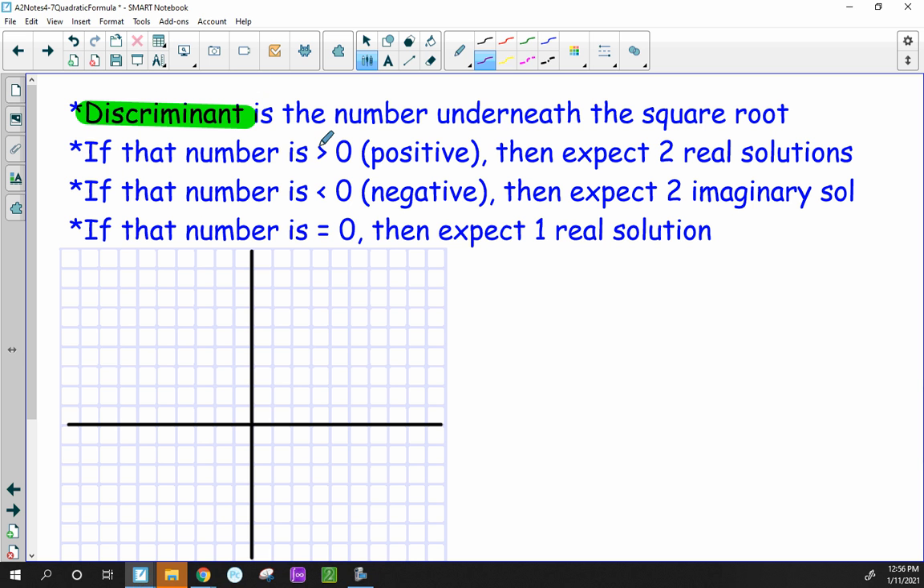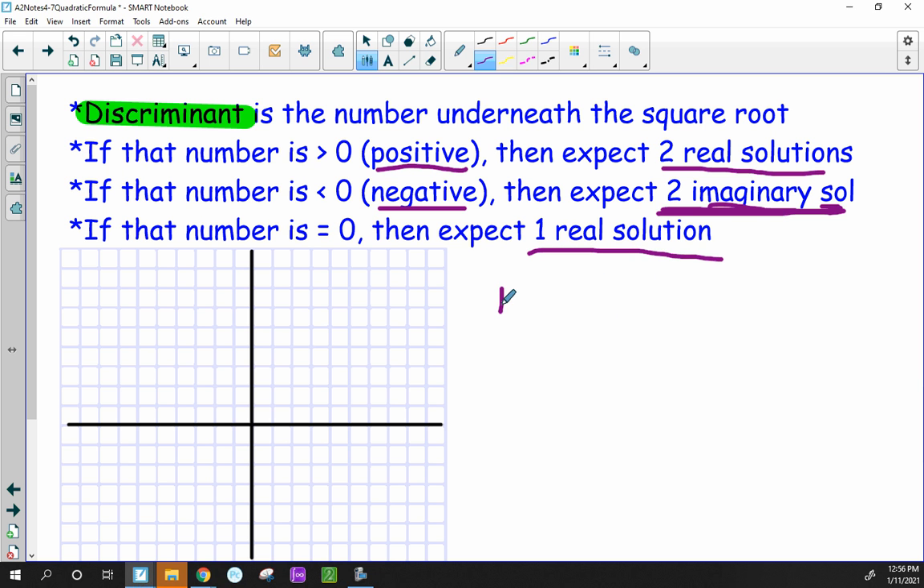If the discriminant is greater than 0, or positive, in other words, then you would expect to get 2 real solutions. If the number underneath the radical after you simplify is less than 0, or is a negative number, then you would expect to get what's called 2 imaginary solutions. We haven't talked about imaginary numbers in this class yet, so when we get there, I will give you more details. If that number is equal to 0, then you would expect only 1 real solution.